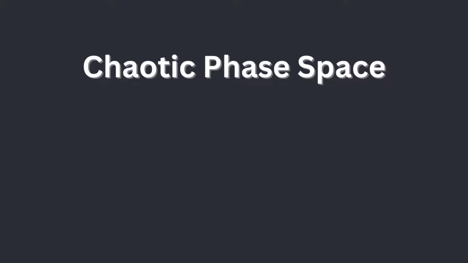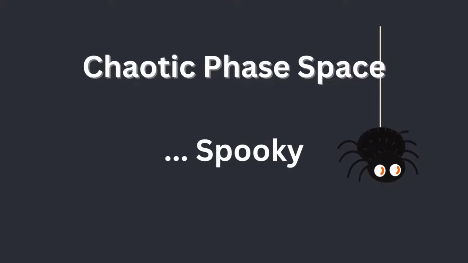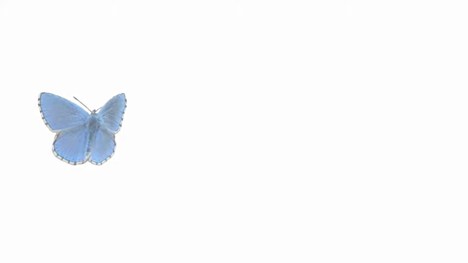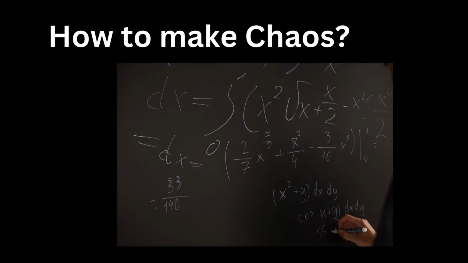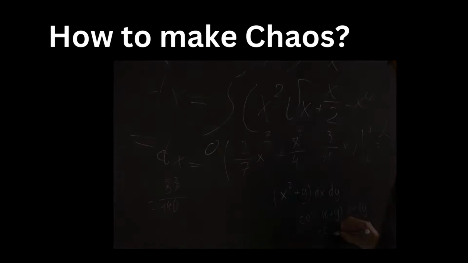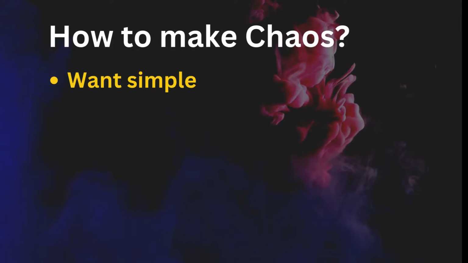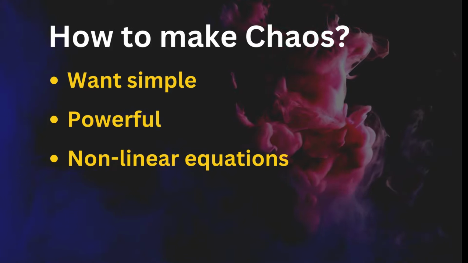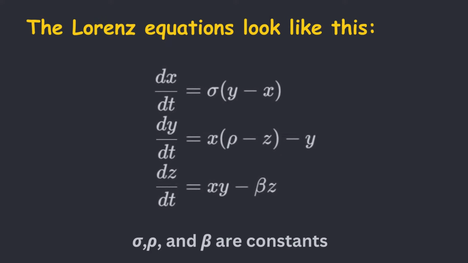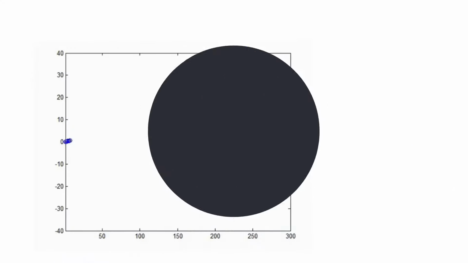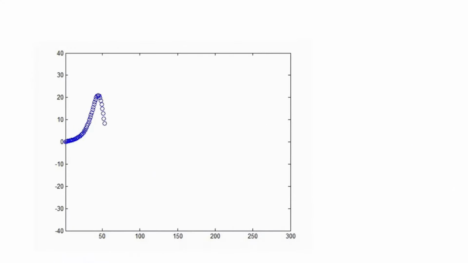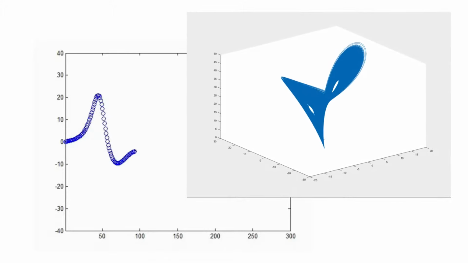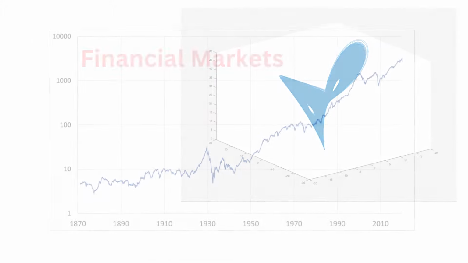Chaotic phase space. Spooky. But what is the butterfly effect, and what does it mean for modeling and prediction in the real world? A good place to start is by looking at a classic set of equations designed to illustrate chaotic dynamics, which provide a simple yet powerful way to explore nonlinearities in a mathematical simulation. These are the Lorenz equations. By exploring these, we can learn valuable lessons about what is possible in terms of mathematical predictions about the future for chaotic and complex systems like financial markets.